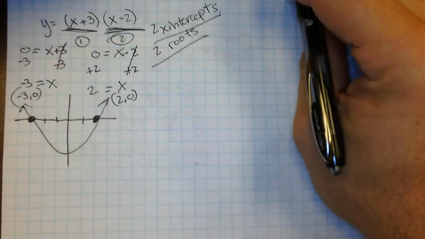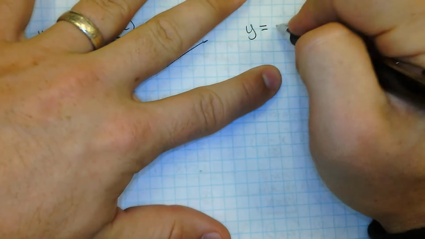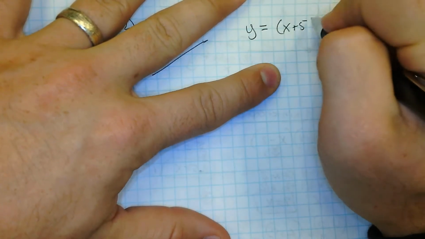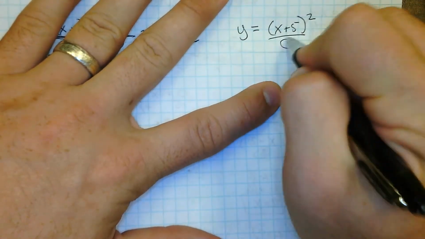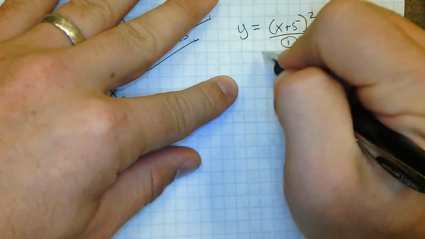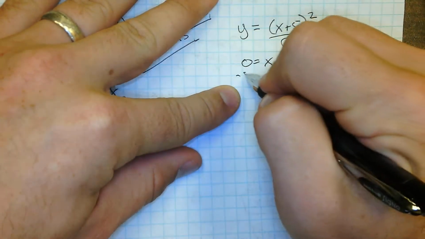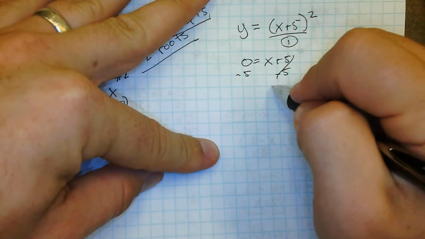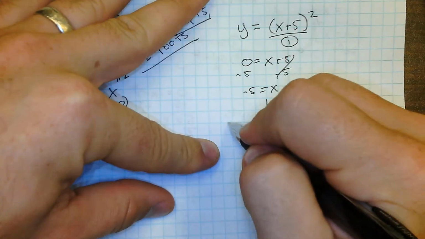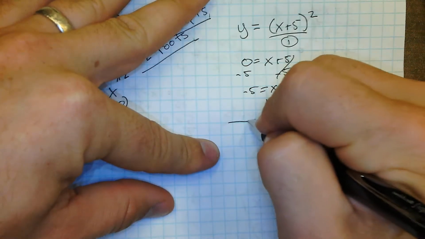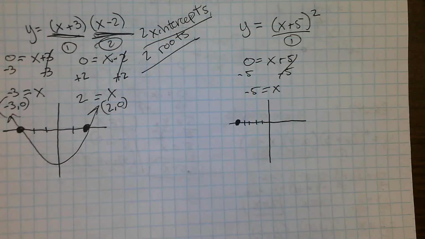Now, where this is kind of tricky is whenever we have an equation like y equals x plus 5 squared. Okay? Here we have one group, but it's squared. So to find the x-intercept, I would set x plus 5 equal to 0. Subtract 5 from both sides. And I would get x equals negative 5. Okay? So on a graph, I would go left 5, and that would be my only x-intercept.